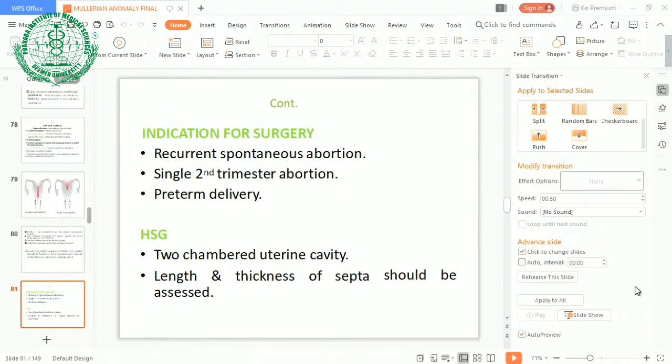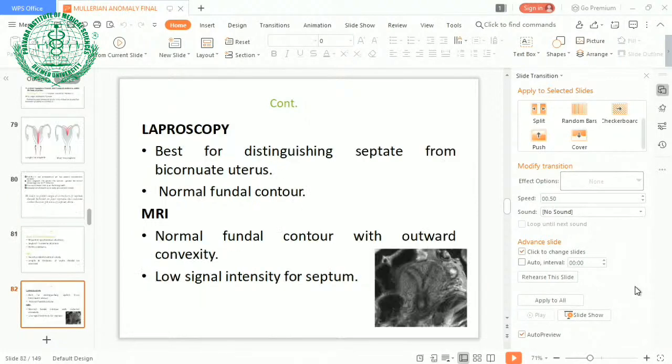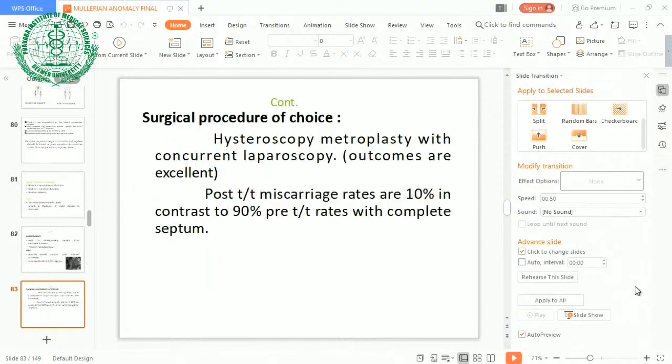Indications for surgery: recurrent spontaneous abortion, second trimester abortion, preterm delivery. Two chambered uterine cavity. Length and thickness of the septum should be assessed. Laparoscopy is best for diagnosing septate from bicornate uterus. Normal fundal contour. MRI: normal fundal contour with the outward cavity, long single low intensity of the septum.